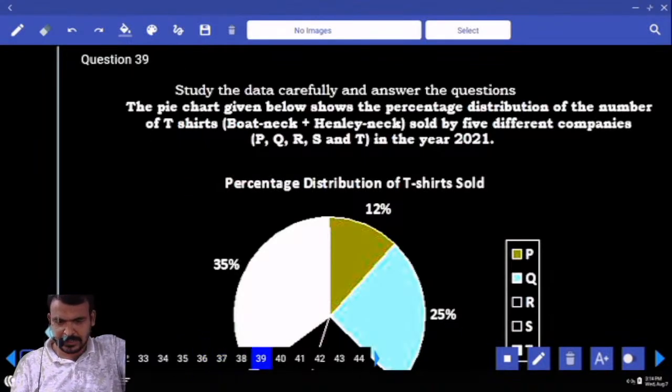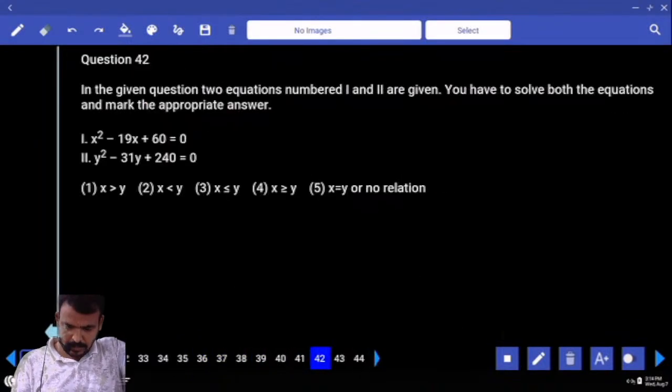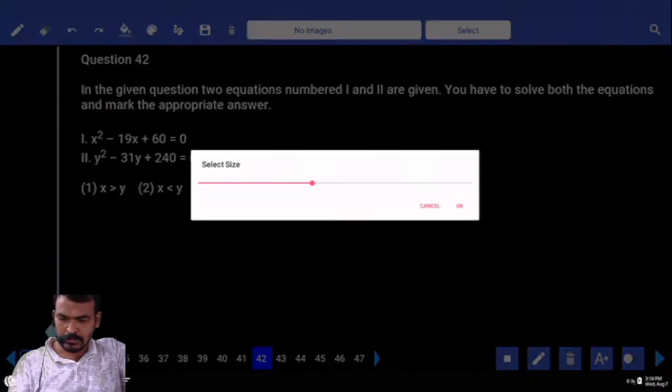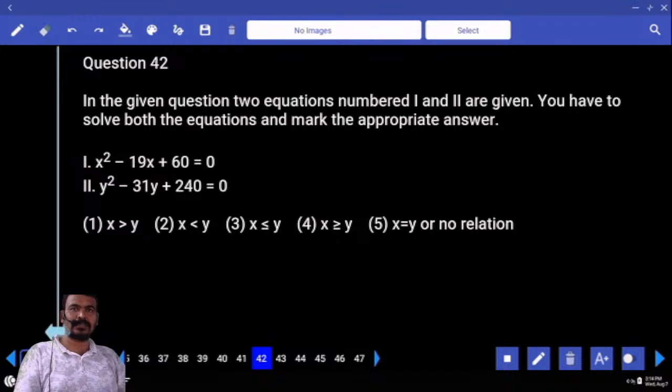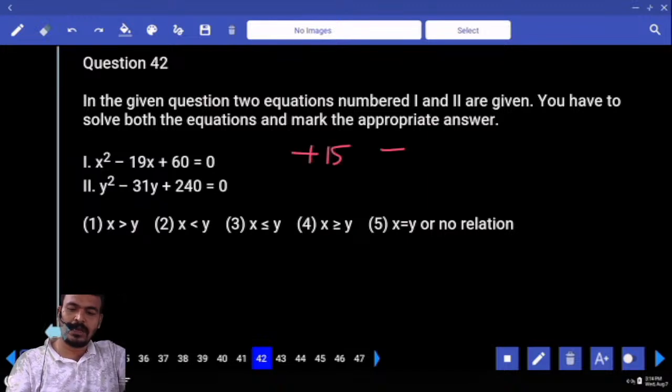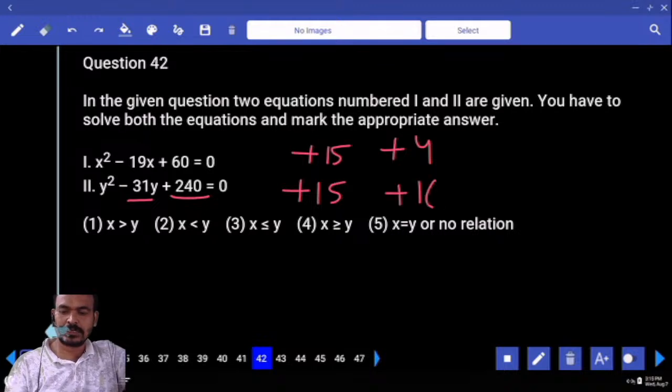Before solving the pie chart, first quadratic equations. Question number 42. X square minus 19x plus 60 equal to 0. Product 60, sum is 19. And one will be 15, another one 4. Second one, what is the product value? 240. But sum is 31. Means one is 15, another one 16.